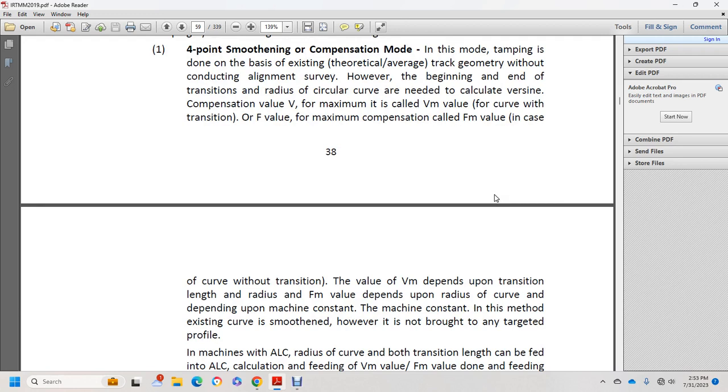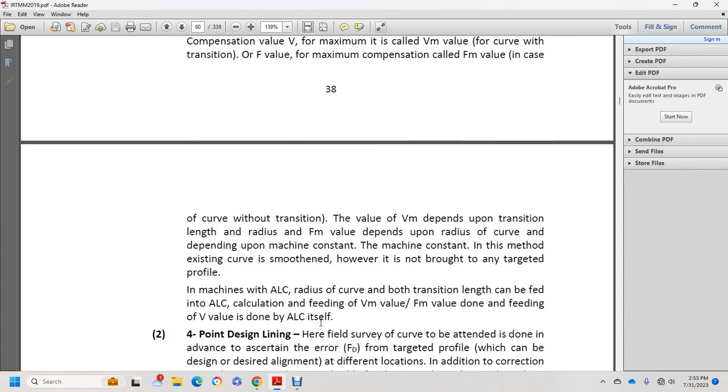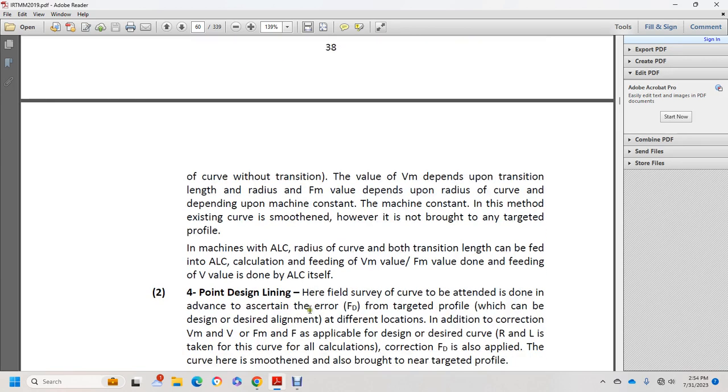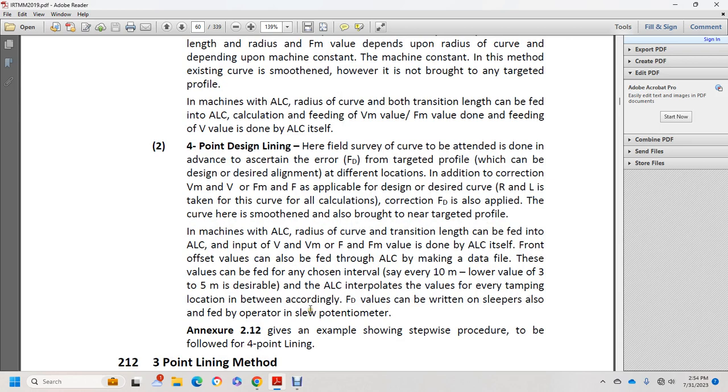It depends on the radius of the curve. Using the machine concept, the existing curve is smoothed and brought to the targeted profile. In machines with an automatic control computer system, the computer is ready for curves with both transition lengths. The feeding of the VM value and FM value is done by the automatic control computer system.